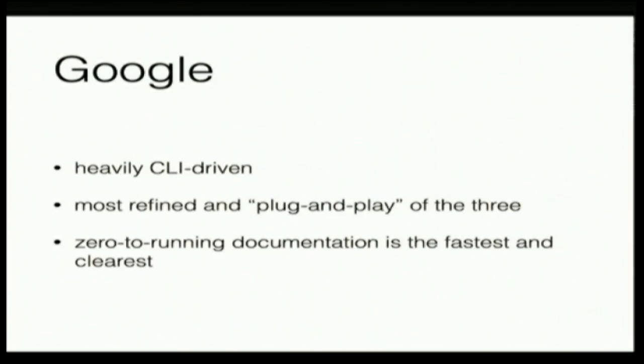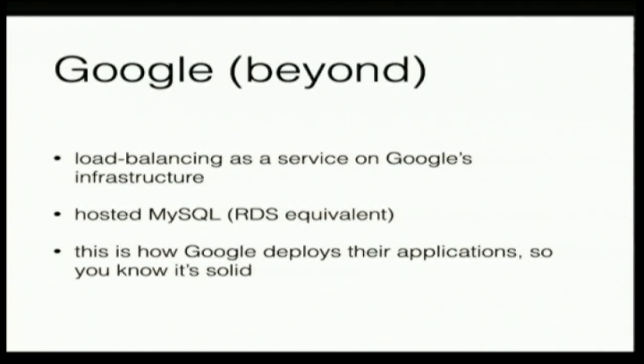So what did we learn about Google? Google is heavily CLI driven with Kubernetes. It's actually probably the most refined and the most plug and play of taking a container you have publicly available, putting it on the Docker Hub, and just getting it up and running within a container really quickly. You saw we had to wait a little bit, but within 5 commands we had a container running on Google's Cloud Engine. Documentation was actually very good for it.